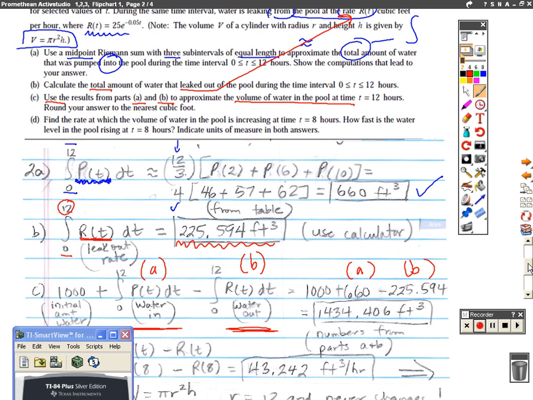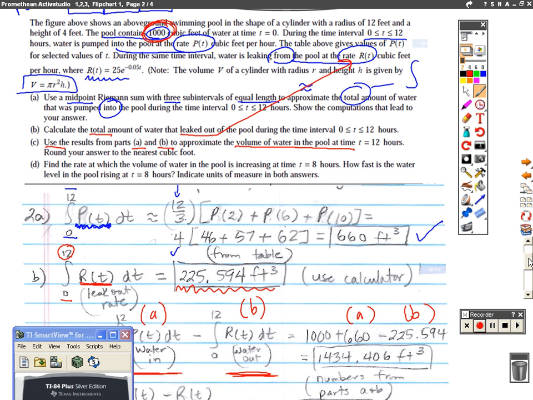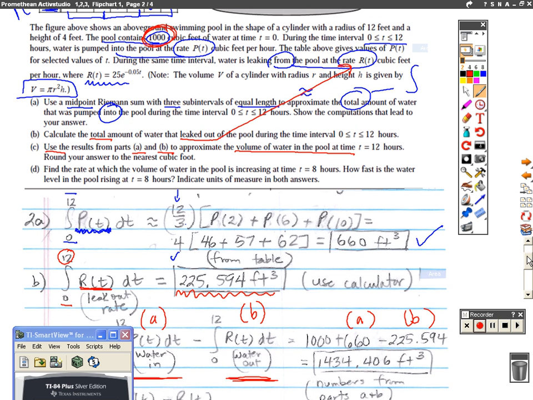Part D. So part C should be pretty easy if you had A and B. Part D. Now be careful. Look at your key words. Find the rate. So we're looking for a rate. So this is not going to involve integration necessarily. Find the rate at which the volume of the water in the pool is increasing at time t equal to 8 hours. So we're focusing at one specific instant of time.